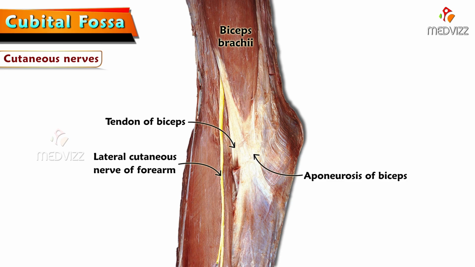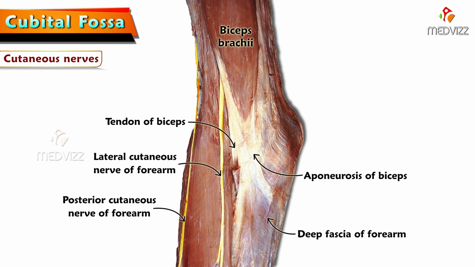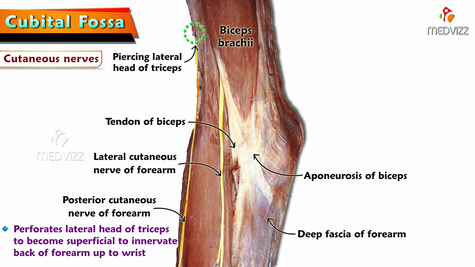So the tendon and aponeurosis of biceps are seen clearly here, and the aponeurosis blends with the deep fascia of forearm. And look at here, one more cutaneous nerve is present, which is posterior cutaneous nerve of forearm, which is the branch of radial nerve. So this posterior cutaneous nerve of forearm, which is a branch of radial nerve, it perforates the lateral head of triceps to become superficial and innervates the back of forearm up to the wrist.